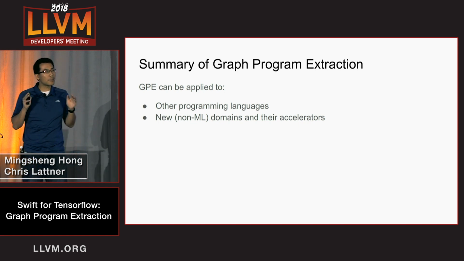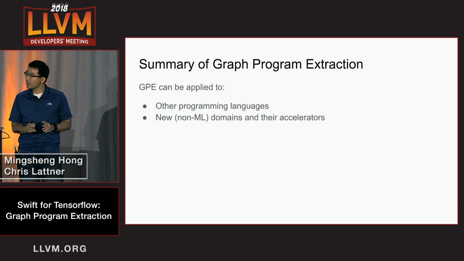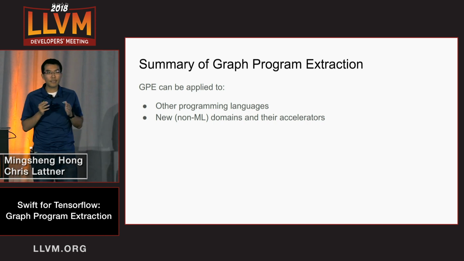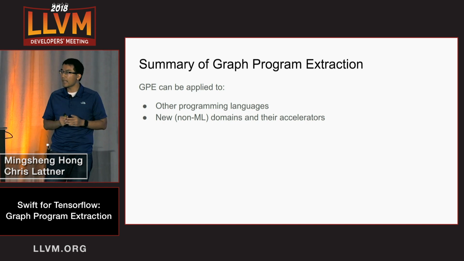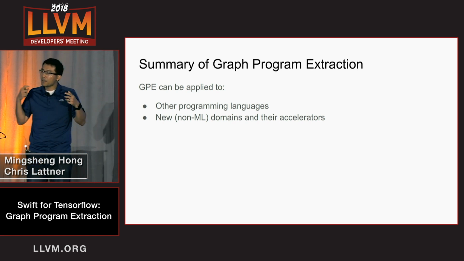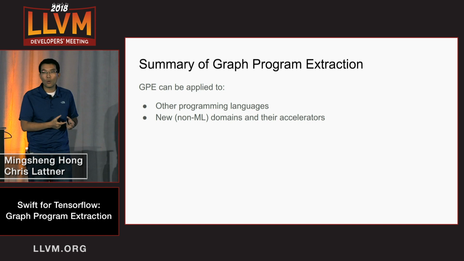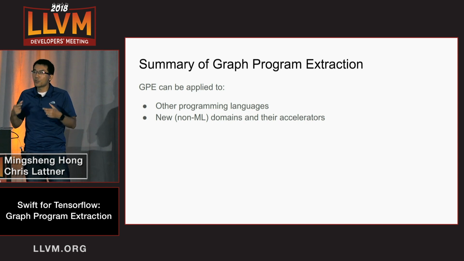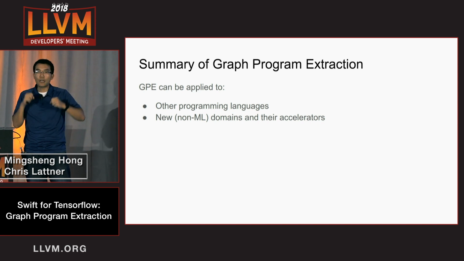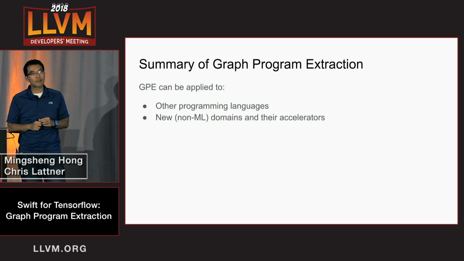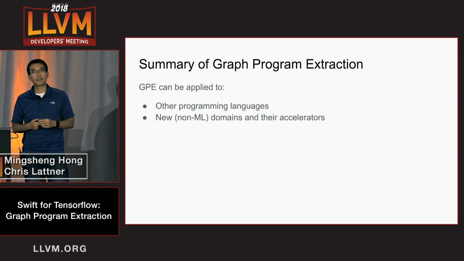So this concludes the deep dive of our graph program extraction and associated programming model. Now, our set of algorithms can work with any SSA-based IRs. Also, the kind of graphs that we can extract need not be limited to TensorFlow graphs or even machine learning. We believe as long as in your domain you have the need to automatically extract or slice out a particular kind of computation that you can express in the form of data flow graphs, then you may be able to use this set of techniques. And you can run them on your own accelerator devices.